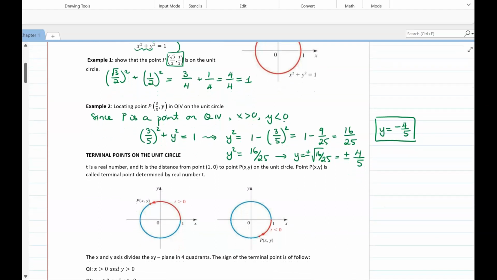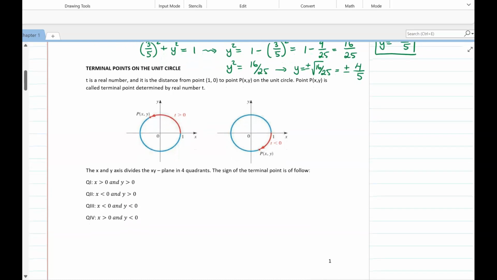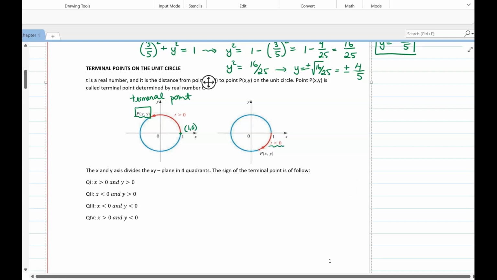Let's talk about terminal points on the unit circle. Let t be a real number, and it is the distance from the point 1, 0 to the point P(x, y) on the unit circle. The point P(x, y) is called the terminal point determined by the real number t. So this point here is called the terminal point. And just as with measuring a degree, if t is greater than 0, then t is circling counterclockwise. If t is circling clockwise, then t is less than 0 in this case.